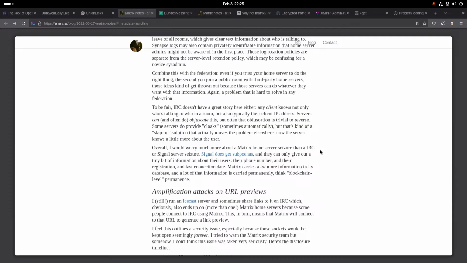Overall, I would worry more about a Matrix home server seizure than an IRC or a Signal server seizure. Signal does get subpoenas, and they can only give a tiny bit of information about their users: their phone number, their registration and the last connection date. Matrix carries a lot more information in its database, and a lot of that information is kept permanently thanks to blockchain-level permanence. Wow, that's not good. Did not know that.